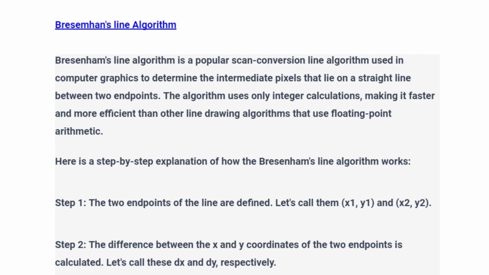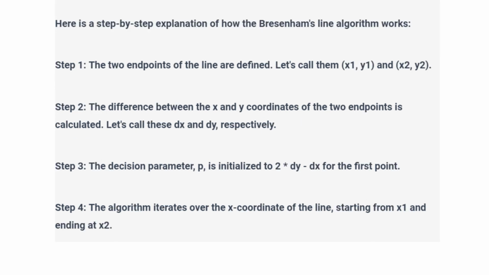Step 1. The two endpoints of the line are defined. Let's call them x1, y1 and x2, y2. Step 2. The difference between the x and y coordinates of the two endpoints is calculated. Let's call these dx and dy, respectively. Step 3. The decision parameter, p, is initialized to 2 * dy - dx for the first point.